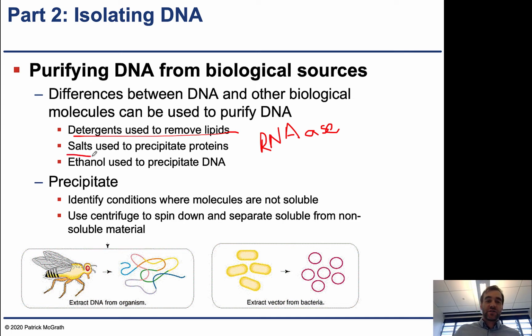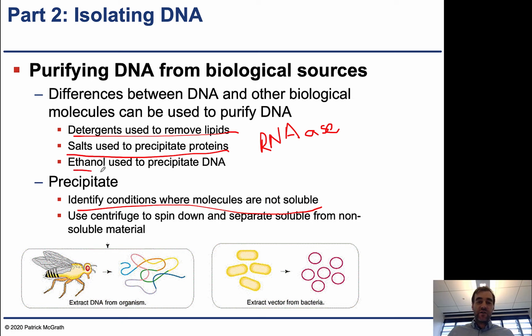An example of this is salts. Salts are often used to precipitate proteins. Precipitation means that you take something that is soluble and make it insoluble. Once that happens, you can simply use a centrifuge to spin down and separate soluble from non-soluble material. If you add salt, the proteins precipitate, but the DNA remains in the supernatant. Then if you spin it down, you pellet all of those proteins, and you can separate it by removing the liquid from the tube and throwing out the proteins.